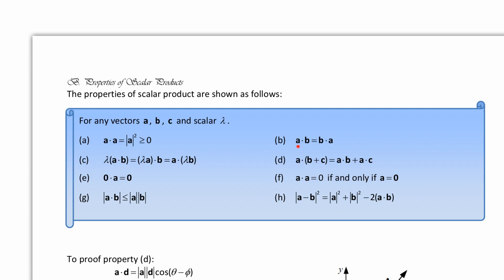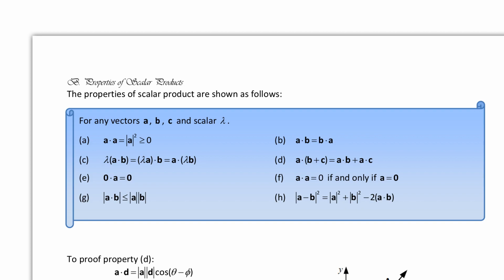According to the definition, A dot B is equal to magnitude of A times magnitude of B times cosine theta, which is equal to B dot A, because magnitude B times magnitude A times cosine theta is equal to magnitude A times magnitude B times cosine theta. Those properties are not very difficult to prove. For example, 0 times vector A. This 0 is a scalar; 0 vector dot A is also equal to 0, because the magnitude of the 0 vector is equal to 0.